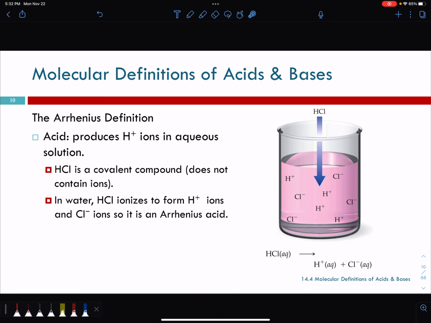We're going to talk about a couple different definitions. The first one is the Arrhenius definition. By the Arrhenius definition, an acid is anything that produces hydrogen ions in an aqueous solution. While HCl is a covalent compound by itself, as soon as we add it to water, it's a strong electrolyte and completely dissociates into H plus ions and Cl minus ions. Because it produces these H plus ions, according to the Arrhenius definition, it's an acid.